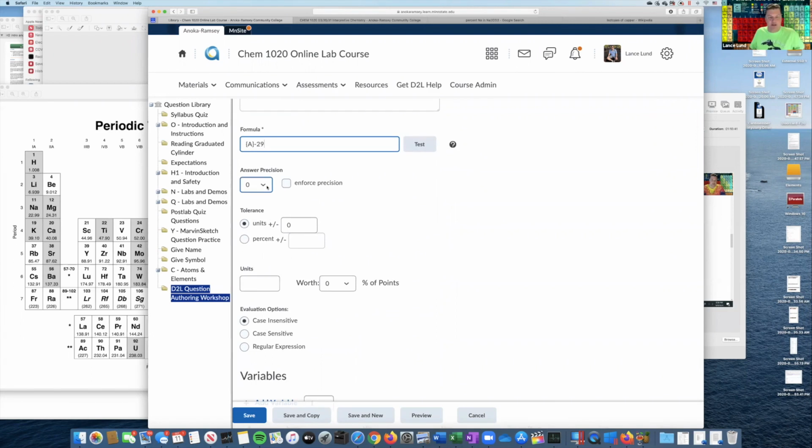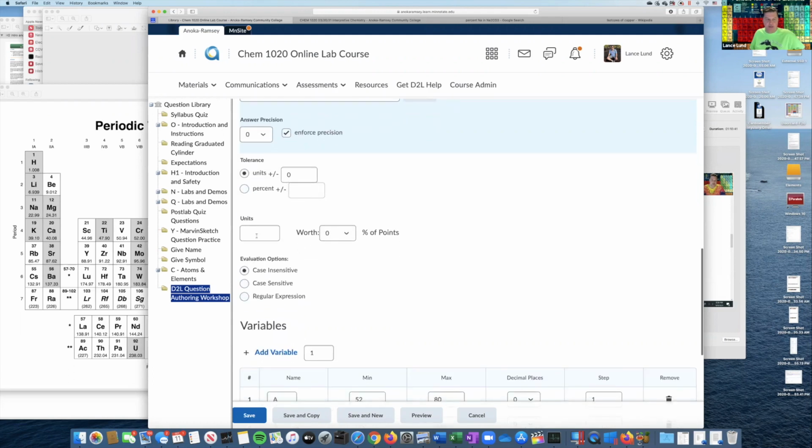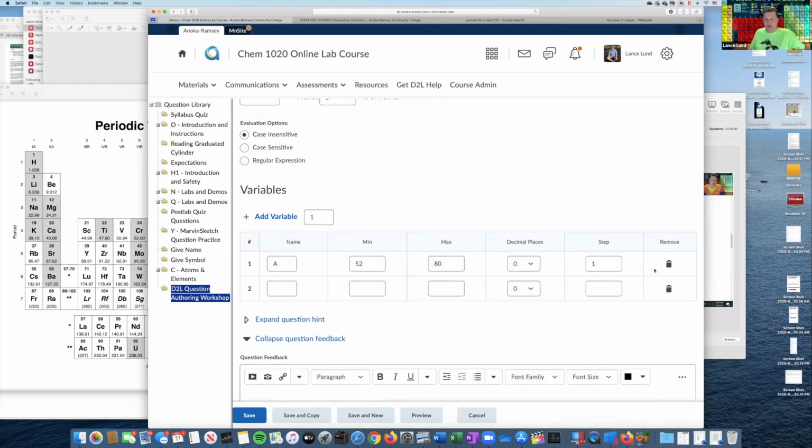What do we want to put down for the precision? 0 decimal places. Right, and of course we want to enforce the precision on that. And this is one where I would put no tolerance because there's no uncertainty. It's going to be an exact number. So your tolerance should be set to 0. And of course, there are no units on here. Now, it's showing 2 variables. What do we want to do in this case?